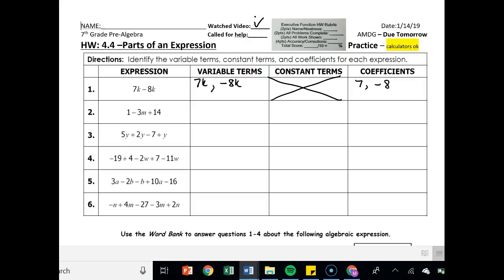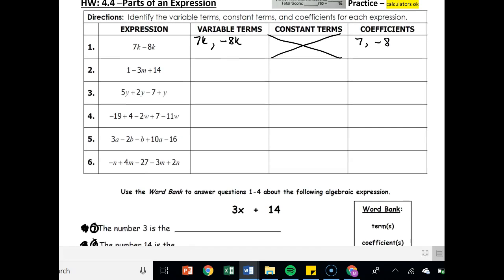You watch the video, you can check off. Calculators are okay, but they're not necessarily going to help you. This is due tomorrow, even if you're going on the field trip, I'll collect it from people in morning meetings. So, directions say identify the variable terms, constant terms, and coefficients for expressions.